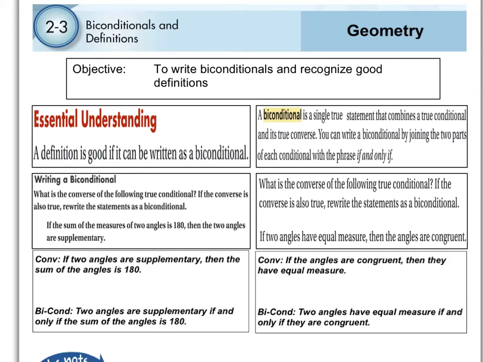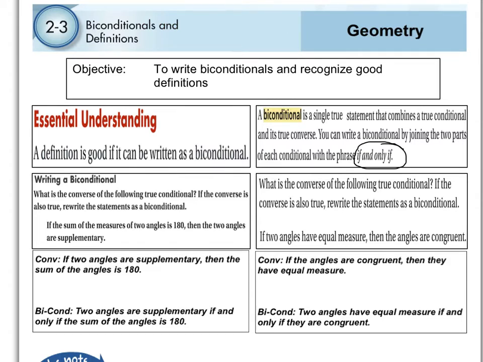Now, a definition is good if it can be written as a biconditional, and we're going to talk about what biconditionals are here in a second. So a definition is good if it can be written as a biconditional. A biconditional is a single true statement that combines a true conditional and its true converse. You can write a biconditional by joining the two parts of each conditional with the phrase "if and only if." So you're going to see this a lot here, "if and only if."